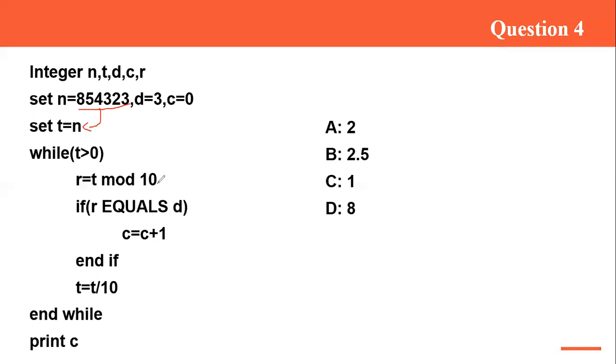As it is true, what will happen? It will enter inside while, and R equals T mod 10. What is this? This number mod 10. Whenever you do mod 10, what will you get? The last digit. What is the last digit? 3. So the R value which I got is 3.